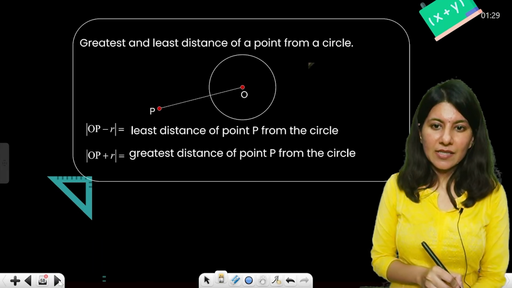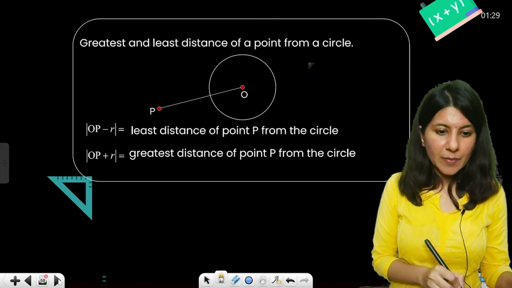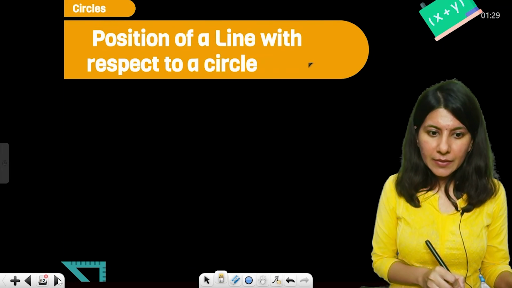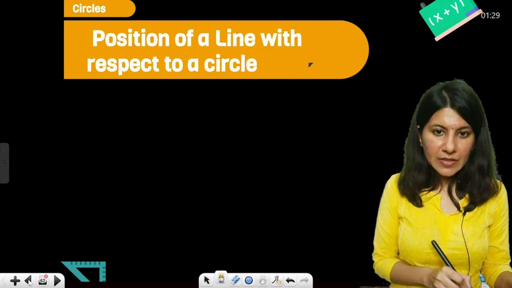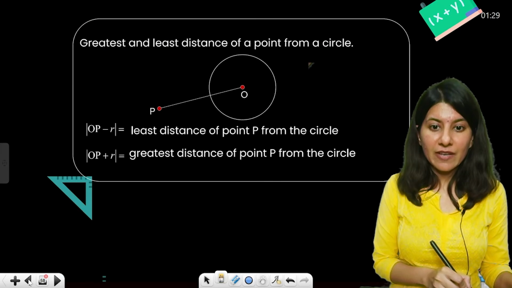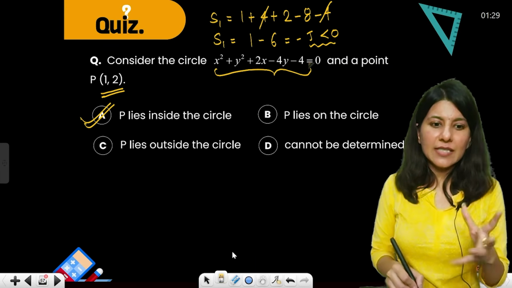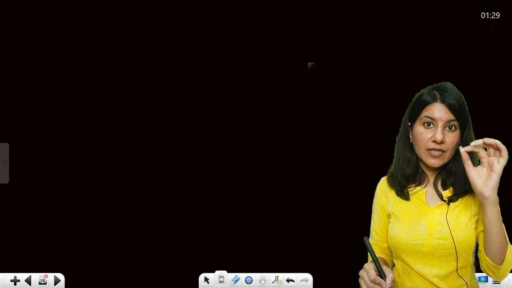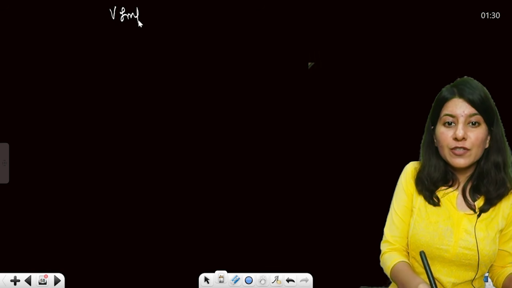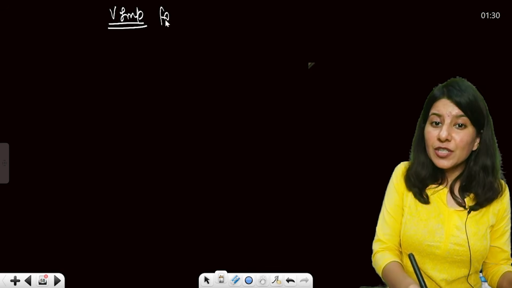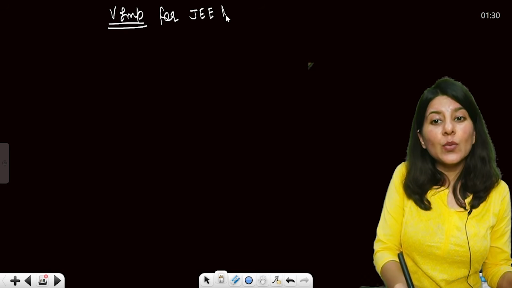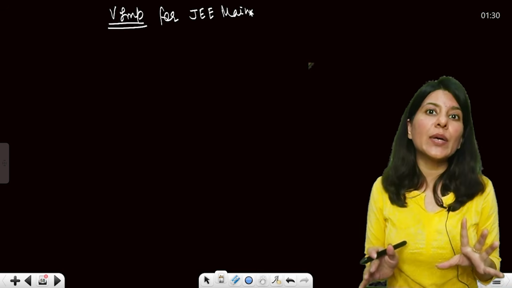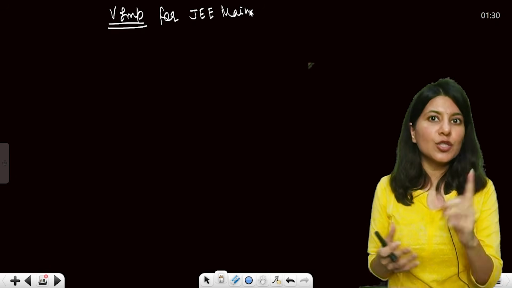Okay. Now let us move on. Actually, these types are very, very important. Let me tell you. So this is all about the position of a point with respect to a circle. Now, understand this is a very, very important topic. For JEE Main especially, you can get a direct question like this. These types of questions were also asked in JEE Main 2024, 2023 and 2022. Just go and check it out.